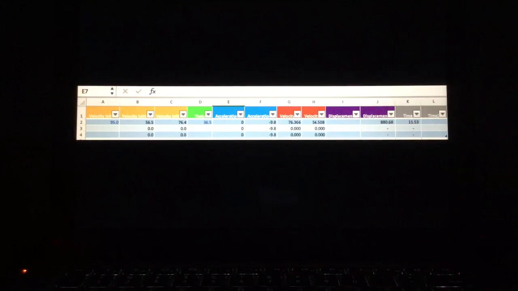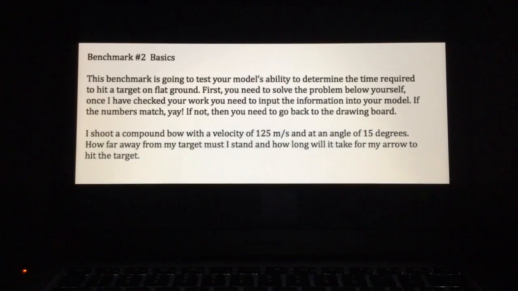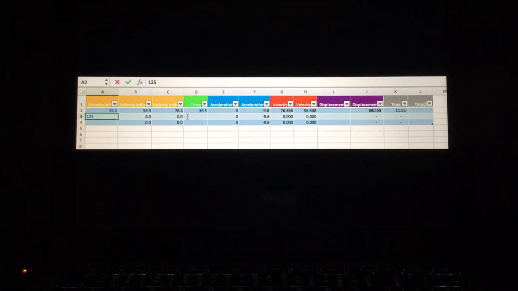In this benchmark, we're given the initial velocity, which is 125 meters per second, and the angle, which is 15 degrees. We have to find out the displacement and the time. In the calculator, we plug in the velocity initial and the angle, and these two elements are used to find the velocities, which are then used to find the time and the displacement.